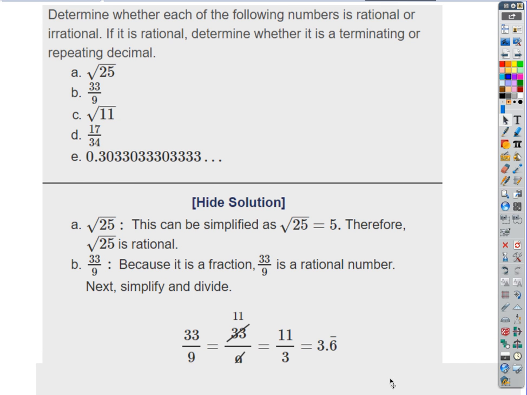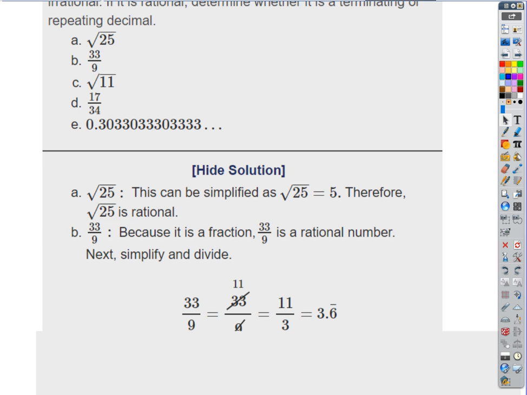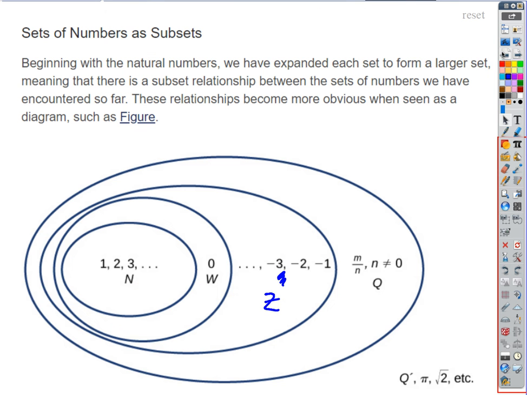Okay? And what about 17/24? So obviously that's a fraction, so that's rational. What about that bottom one? That's tricky. Rational or irrational? Do you see a pattern? Okay, but is the pattern repeating? So there is a pattern, but because it's not repeating, it's irrational. Okay? All right, so here's our summary.